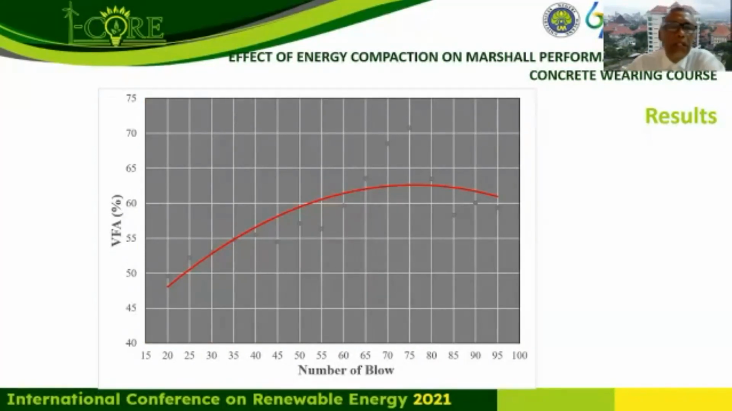And this is VFA, void filled by asphalt. We can see here the maximum result is at 75 blows. After that, there is a decrease of VFA.